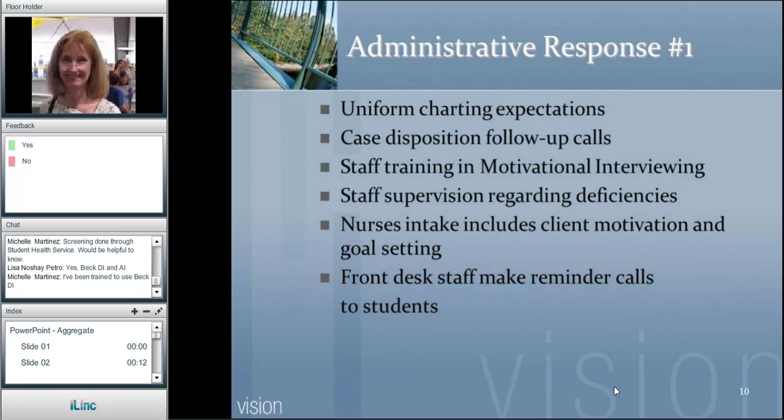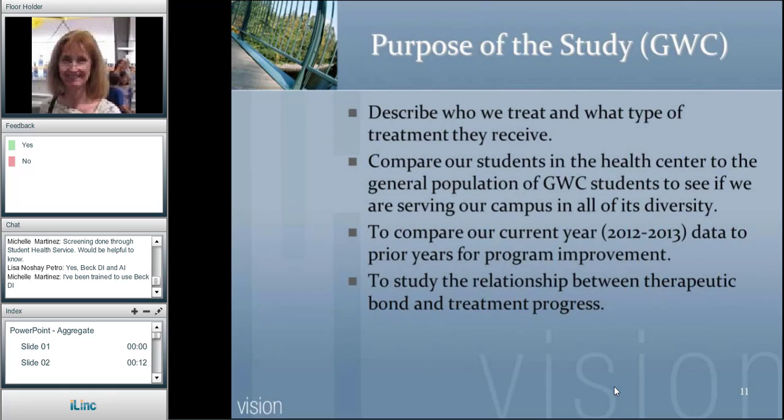So basically the purpose was very simple. Describe who they're treating, what kind of treatment they're receiving, compare the students in the health center to the general population to make sure that diversity is being served, and to look at prior years and have a data set for comparison in the future. And Dr. Kleinpeter was also studying the relationship between therapeutic bond and treatment progress.